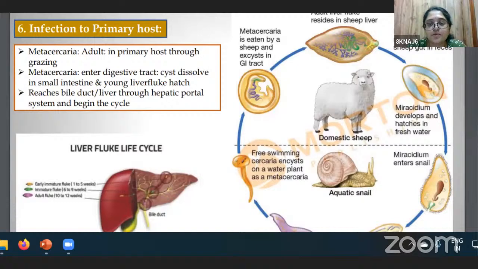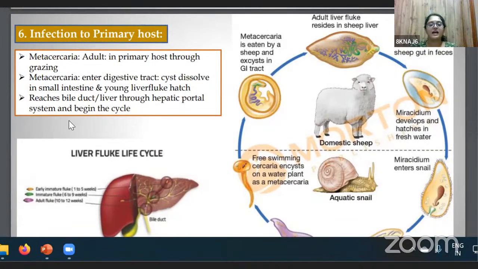Now, when it comes to infection to the primary host, what happens is this Metacercaria larva, which has a large or huge cyst for that matter. In the primary host, through grazing, it enters the digestive tract. It is there in the water, right? So when the sheep grazes on whatever is there, it goes into the digestive tract. The cyst is dissolved. Then you can see this is the Metacercaria eaten by sheep and exists in the digestive tract. The adult liver fluke resides in the liver cell.